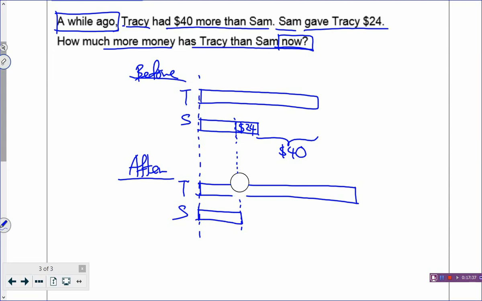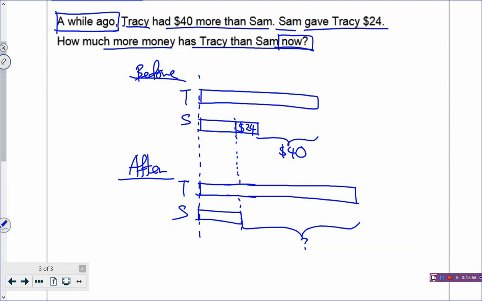All right? So just jump over. Okay? Jump over. Okay? And then now you can see that Sam has less money. Right? And Tracy has more money. So how much more money has Tracy than Sam now? So this is your question mark. And finish. So this is how the model looks like for this particular problem.